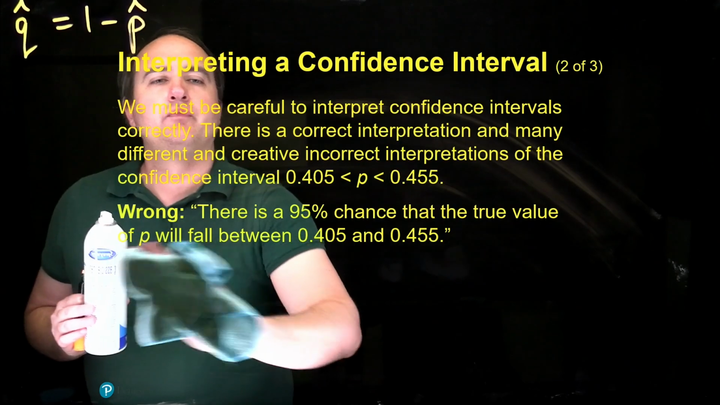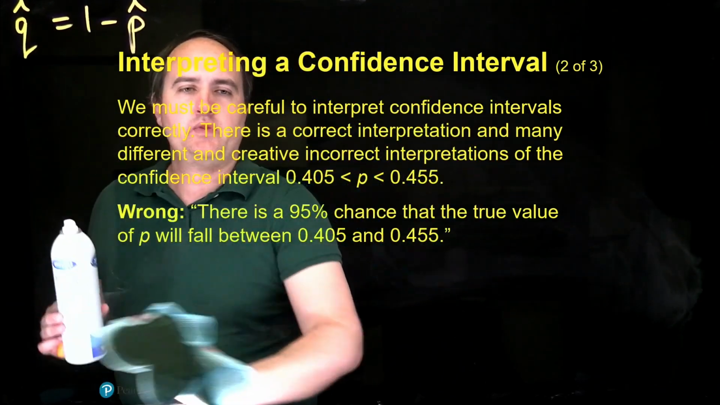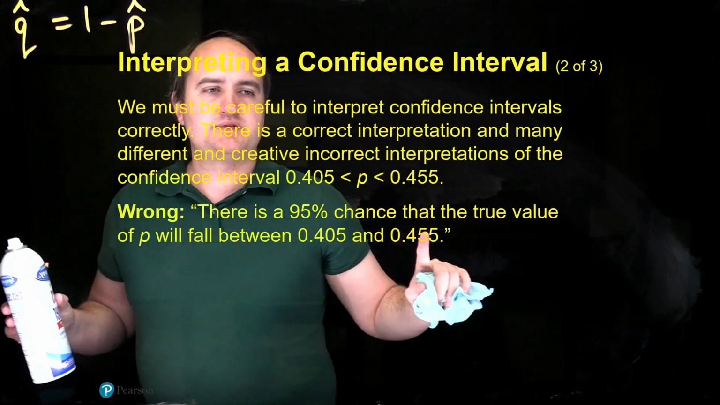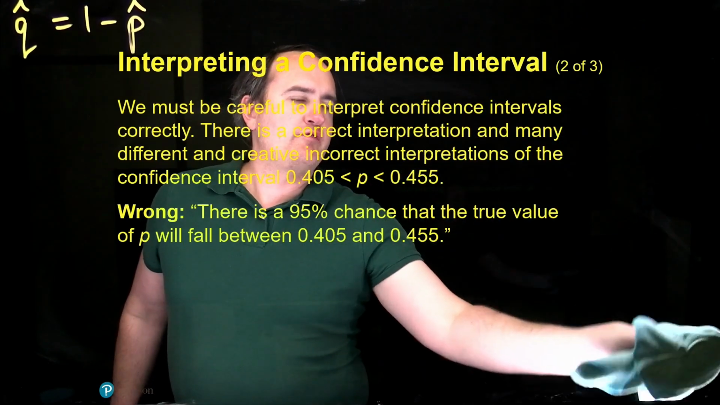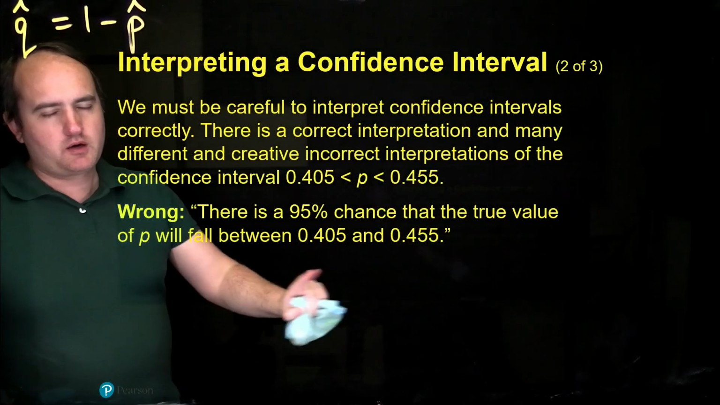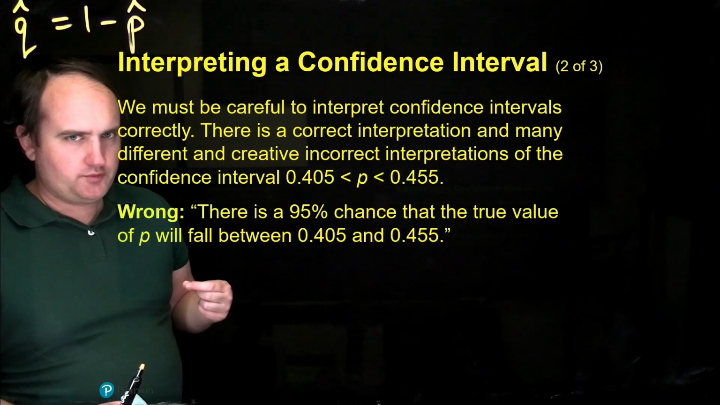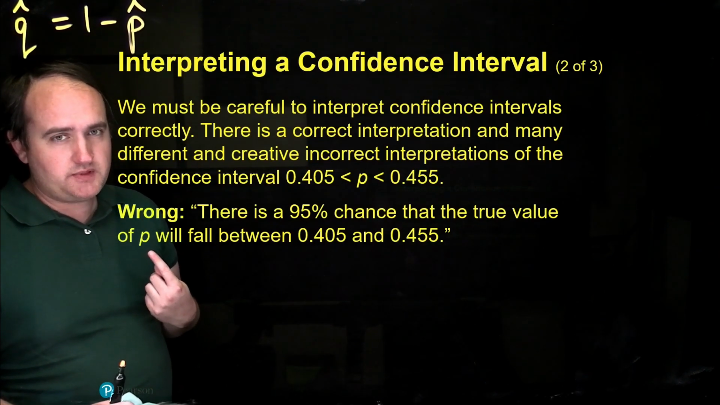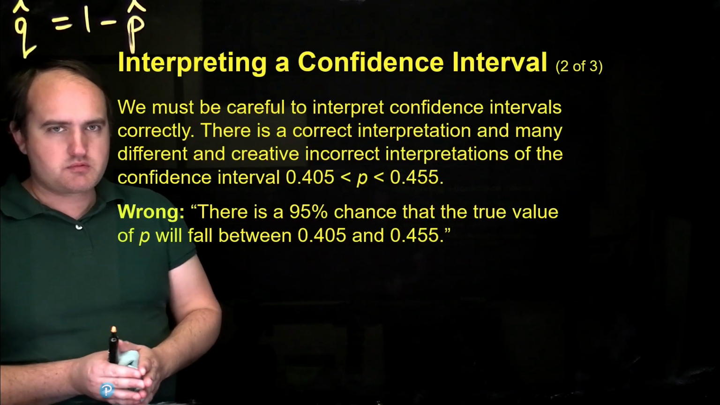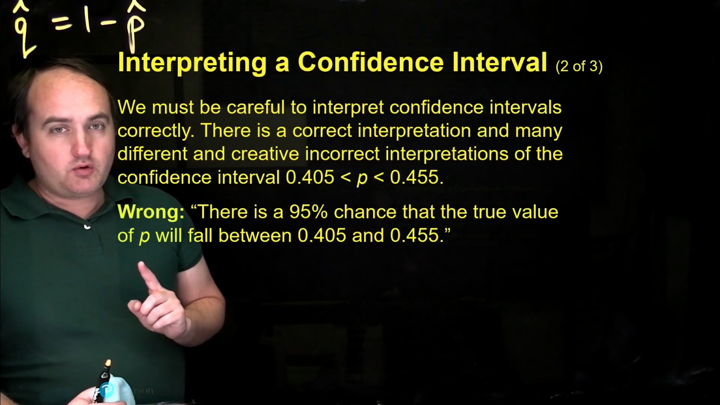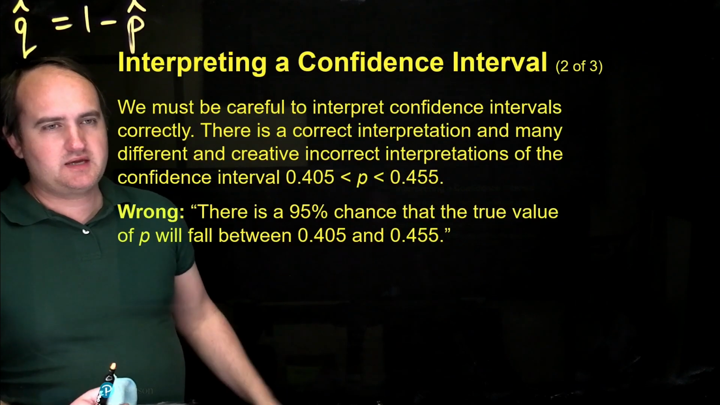On this slide, this is an example of a wrong way of interpreting a confidence interval. If you say there is a 95% chance that the true value of P will fall between 0.405 and 0.455, the reason that's wrong is that it makes it sound like P is changing, which it is not. P is fixed. We just don't know what P is. P is the population proportion, and we just have a sample. But P is fixed. We just don't know the true value of it, but it's not changing. So that's why that's wrong.